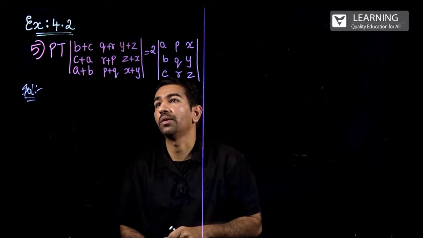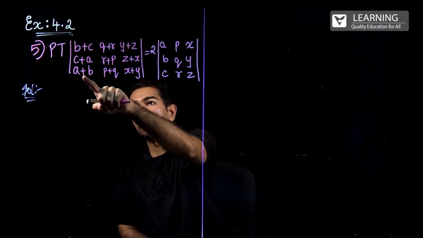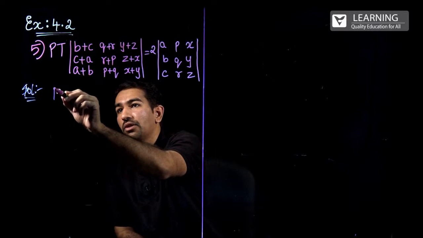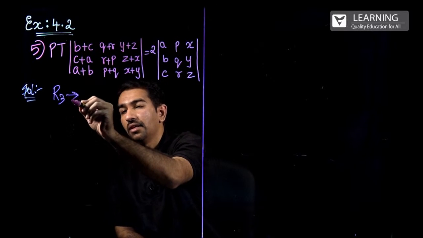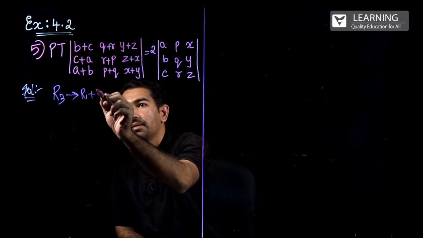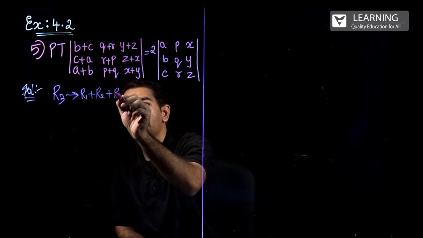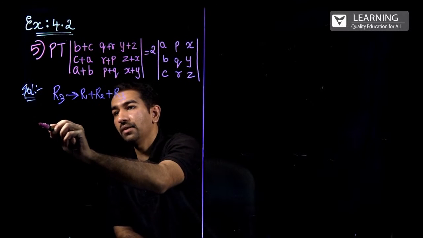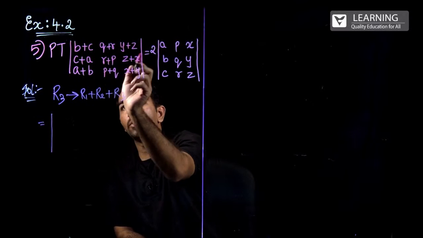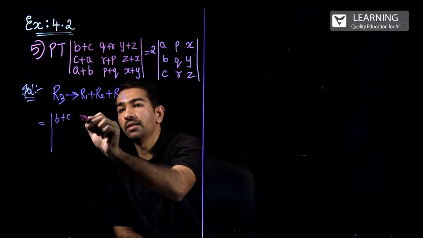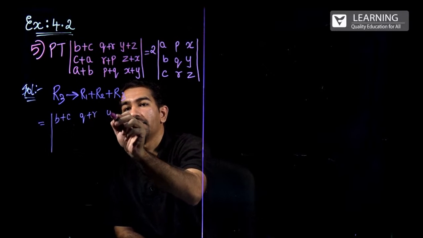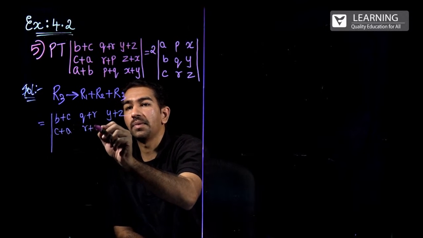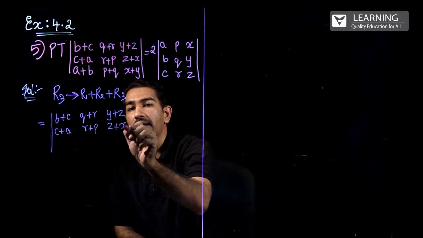So the very first step we'll be doing here is, we will consider row 3 and do this operation. Row 3 equals row 1 plus row 2 plus row 3. So add row 1 and row 2 to row 3, see what we'll be getting. Row 1 and row 2 as it is: B plus C, Q plus R, Y plus Z, C plus A, R plus P and Z plus X.